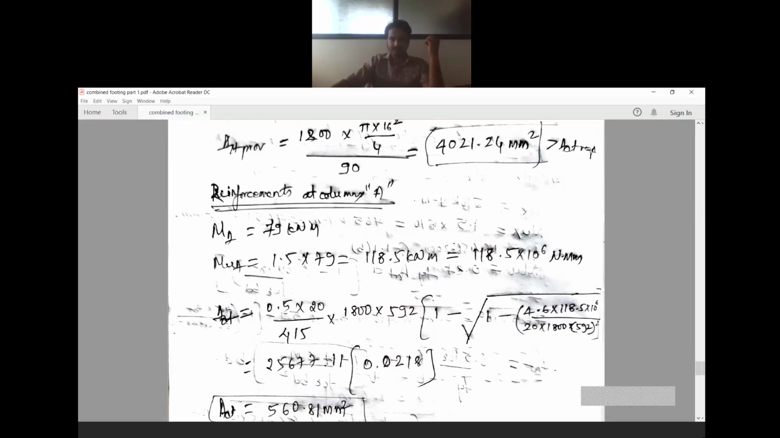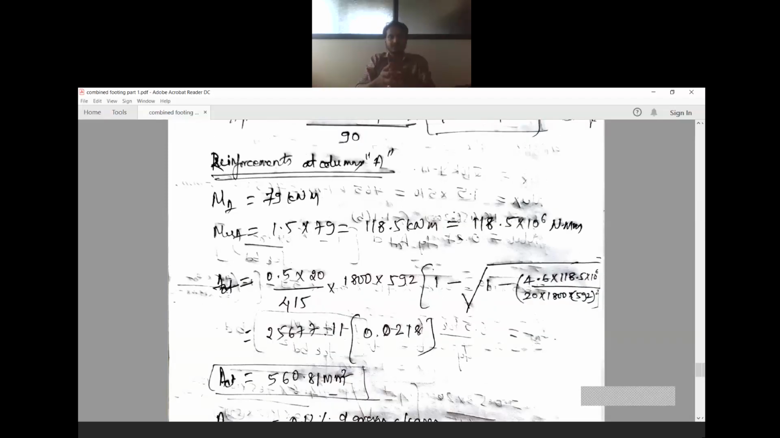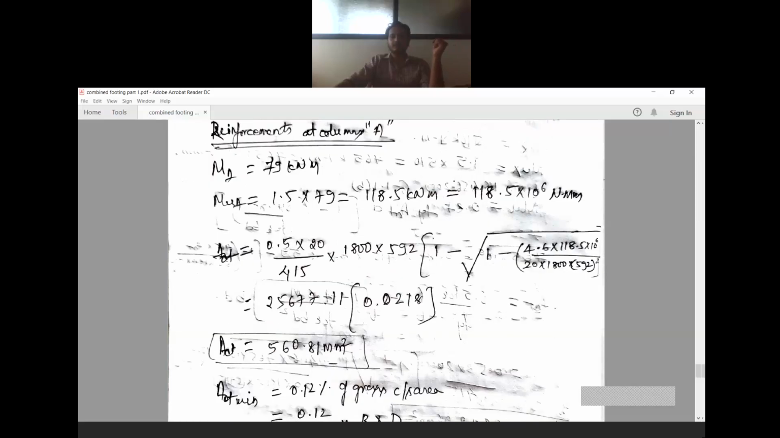We shall see the diagrams later. Okay, so we shall consider and calculate the area of steel under column A as well as under column B. Under column A, the bending moment MA is equal to 79 kilonewton meter. What we require is the ultimate moment, that is the factored moment. I will multiply this value by 1.5, so we will get 118.5 into 10 power 6 Newton mm. Again, substituting in that modified AST formula, I will get the value of AST as 560.81 mm square.